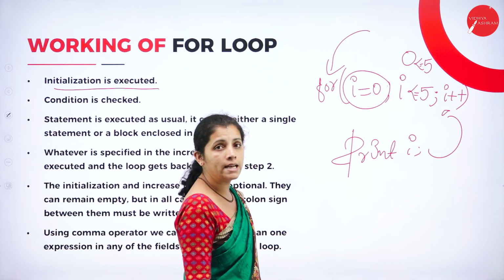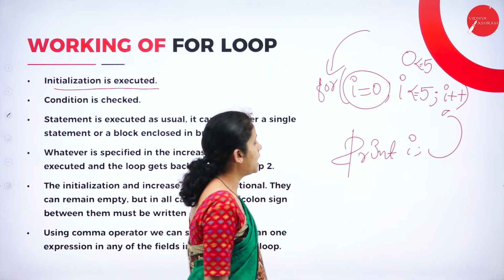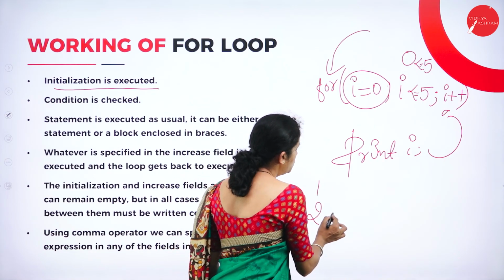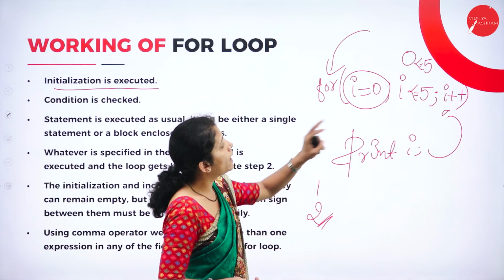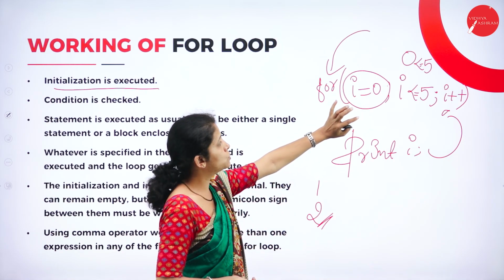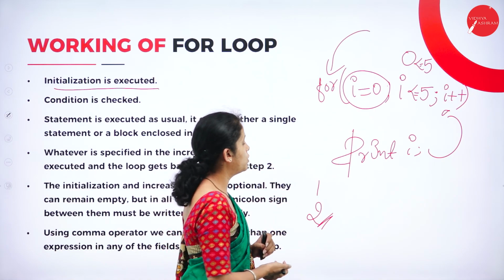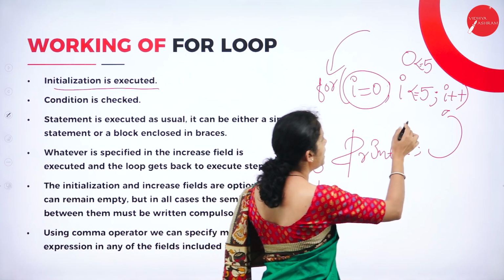1 less than or equal to 5. So true. Once again, print I. So 2 is printed. Now I is incremented by 1. Now I is 2. 2 less than or equal to 5. It is true. So what do I want to do? I want to print 2. Now I is incremented by 1.